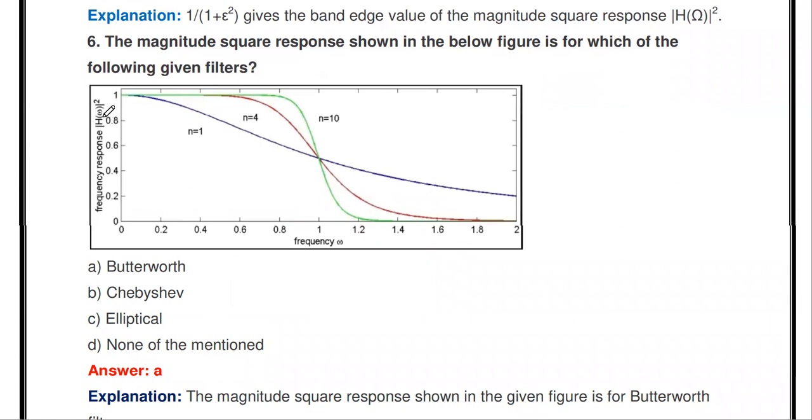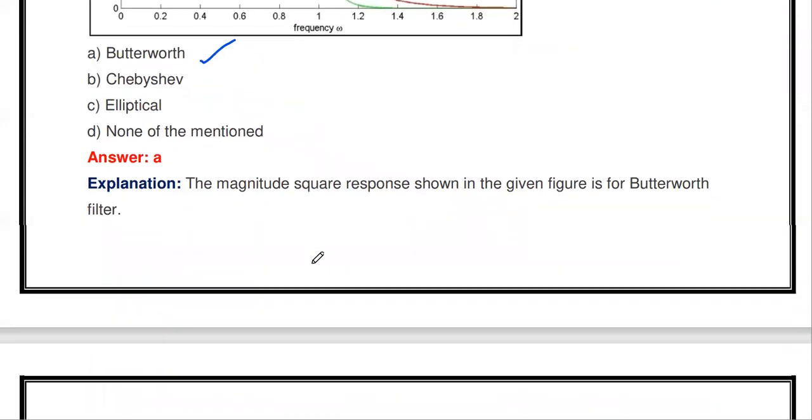This is the frequency response |H(omega)| squared versus frequency for various orders: n equal to 1, n equal to 4, n equal to 10. So this magnitude response belongs to which filter? Butterworth filter, Chebyshev filter, elliptical filter, or none of the mentioned. It is the Butterworth filter. Okay, this response is called the Butterworth filter.